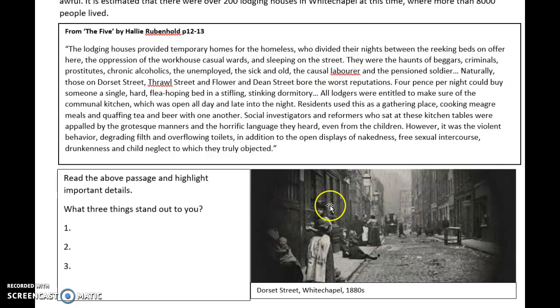So this is Dorset Street to which Rubenhold is describing. So she mentions it up here. Dorset Street in Whitechapel in the 1880s. You get a sense of the pollution in the background, the overbearing houses on either side, and all these people in the alleys and on the streets. So just pause the video now and complete those two tasks.